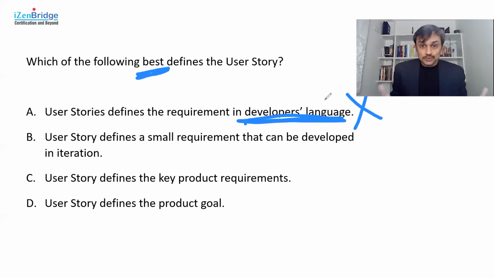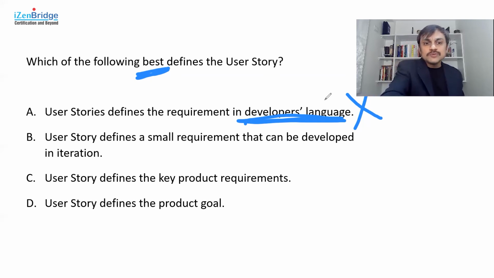At the same time, the user story might be referring to a key small requirement. The idea of small is too much attached with user story. So it's a possible alternative, but when we have a better option, then probably we have to sacrifice option C. D, user story defines the product goal. Not so. User story is a small increment of requirement.